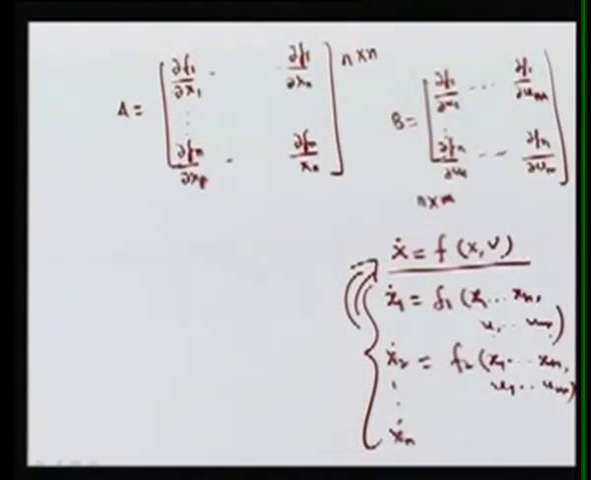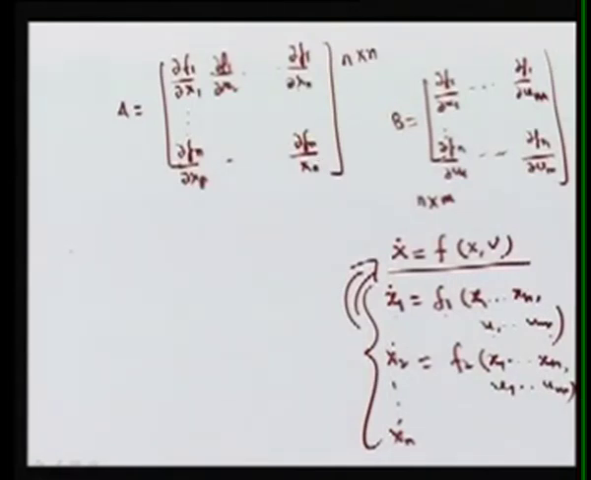So here, for the first matrix, we are getting the differentiation of f1 with respect to x1, and the second term is f1 differentiation with respect to x2, so on and so forth, and finally in this row is the differentiation of f1 with respect to xn. Similarly for other rows we can calculate, and this matrix is an n cross n matrix.